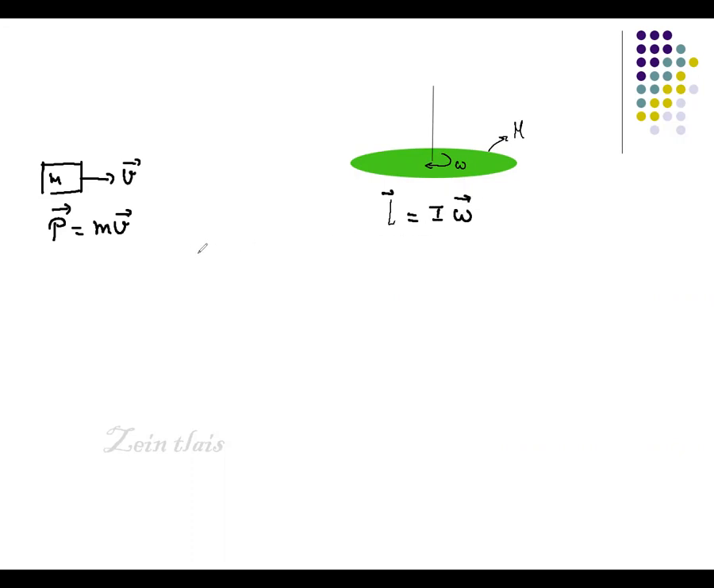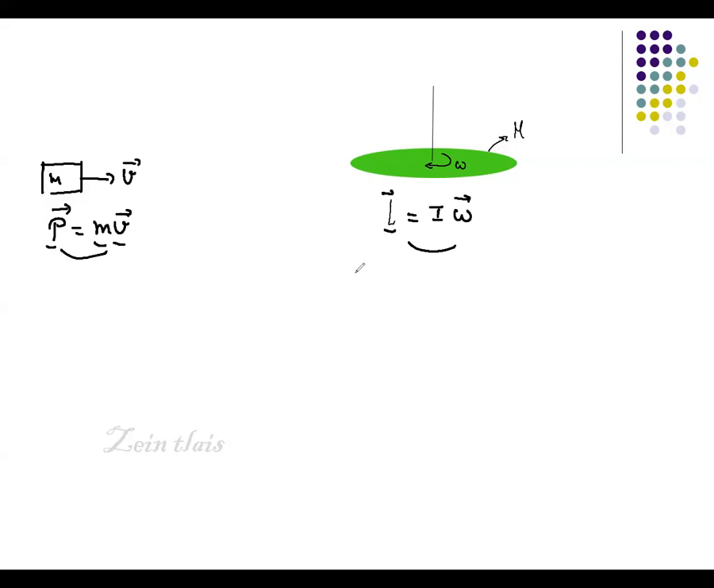We have a big similarity between this expression and this expression. I is the moment of inertia. The moment of inertia is the rotation equivalent of the mass m in this equation. Omega, the angular speed, is the rotation equivalent of the velocity v. L, the angular momentum, is the rotation equivalent of the linear momentum p.